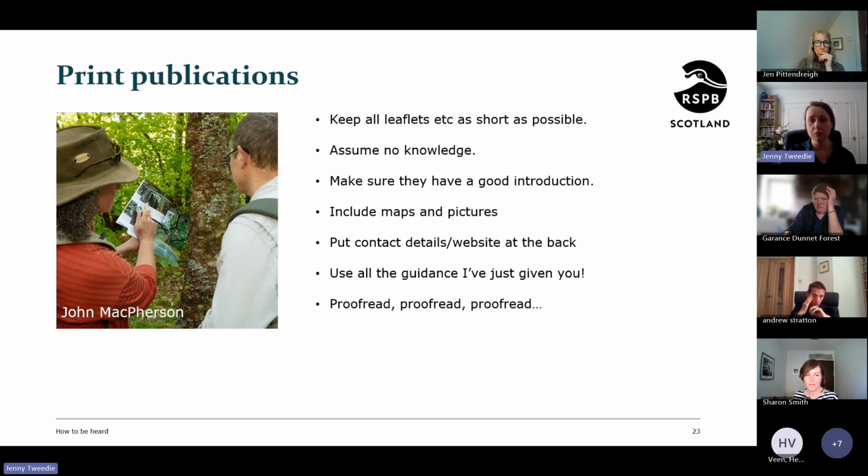Maps and pictures. If you've got an area that you're talking about, my knowledge of Scotland is pretty good, but a lot of the West Coast, which is where I'm doing a lot of my work, I don't necessarily know because I haven't been there myself. So having a map, the first thing I do is go onto Google and have a look at their maps. It's a really good way to get people to understand what you're talking about. And pictures, photos, really, really important.